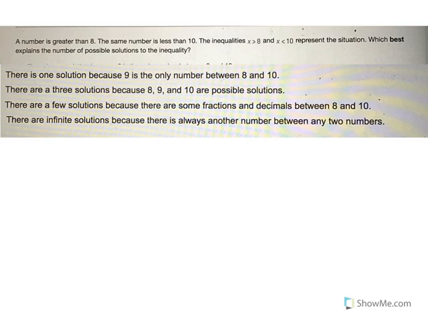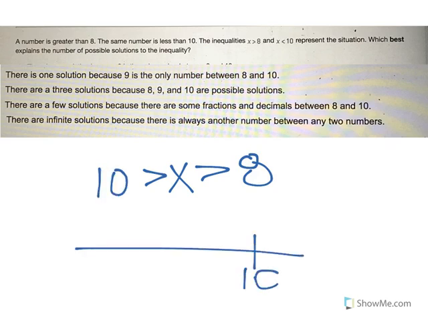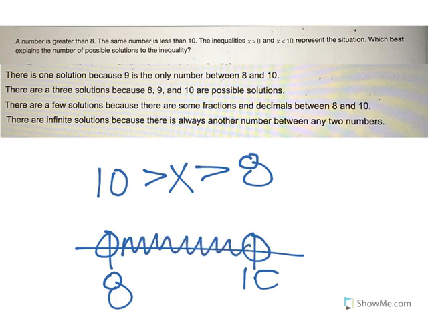A number is greater than 8. The same number is less than 10. So we have a number. So let's see. I have x is greater than 8, but x is also less than 10. So if I did a number line, I had 10, and I had 8 here. Okay, there's no equal sign underneath either of those. So I know it can't be 10, I know it can't be 8, but I know it could be any number in between 8 and 10.